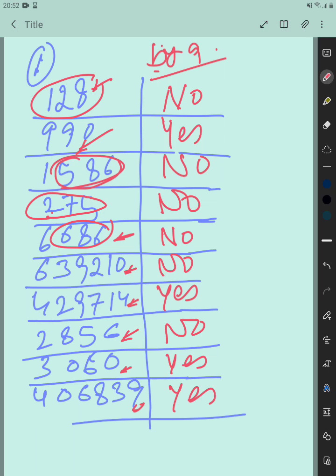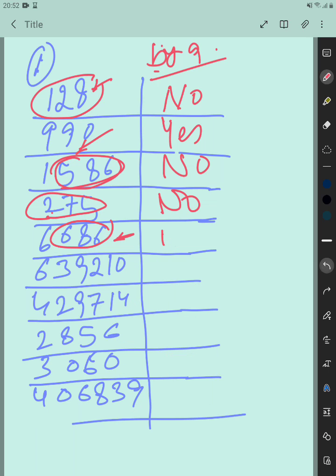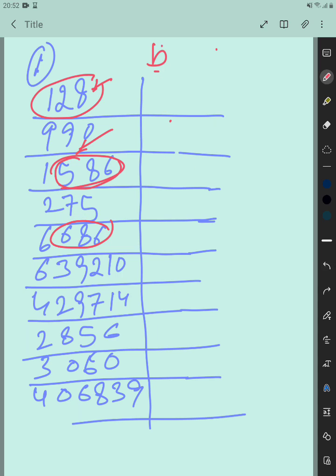So okay, you note it down, I am erasing it.